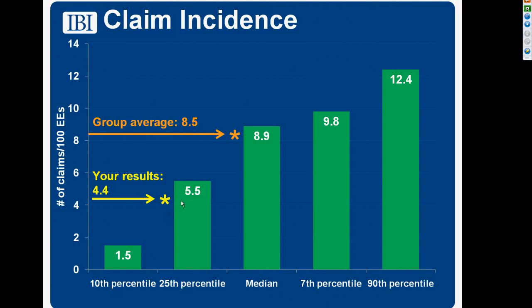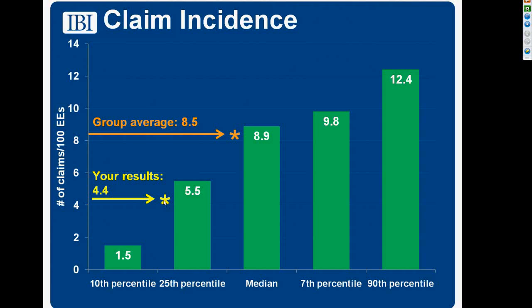So here we see the 25th percentile is 5.5, 4.4 is below that, and if we did some interpolation, we'd probably see that this is probably about the 20th percentile. And of course, what that means is that 80% of the employers in the comparison group have a higher incidence than this employer, a very useful piece of information beyond simply the mean.